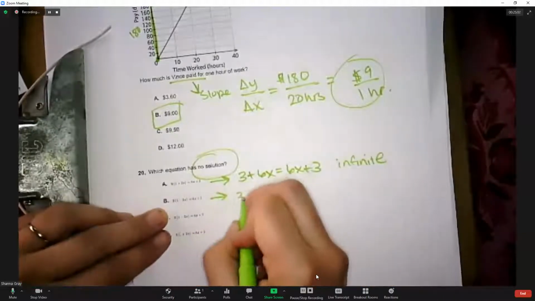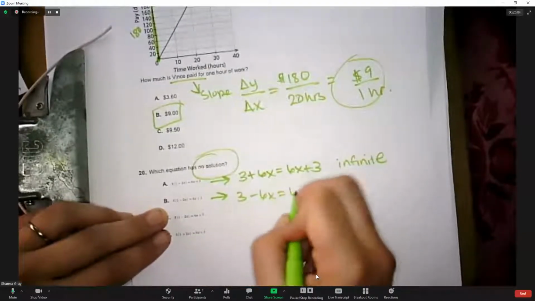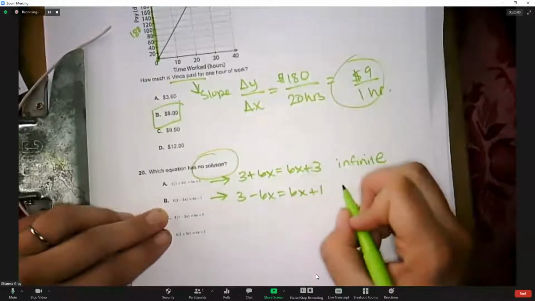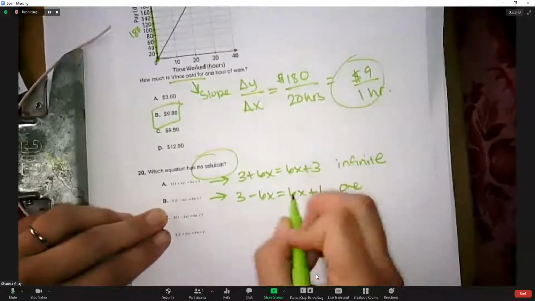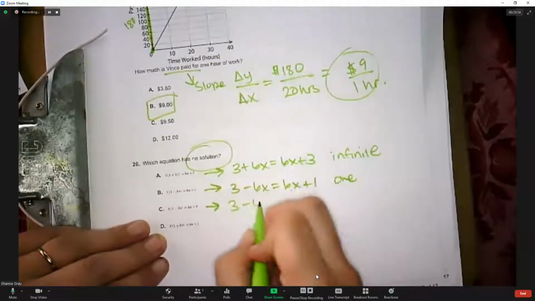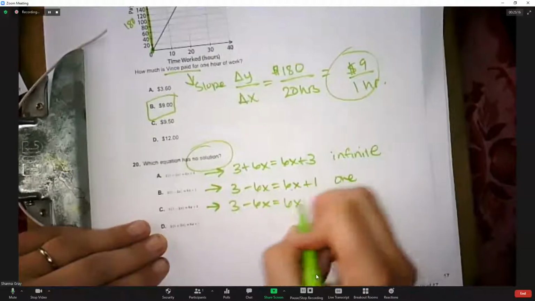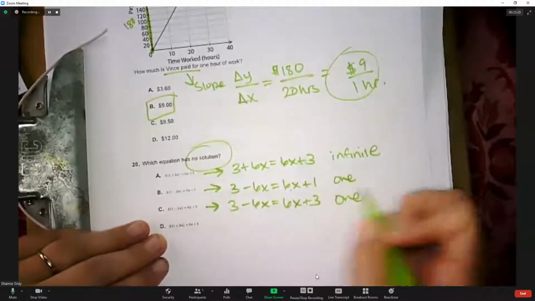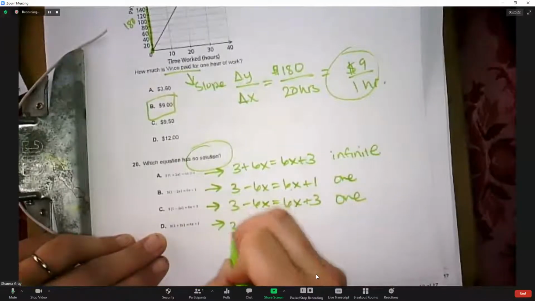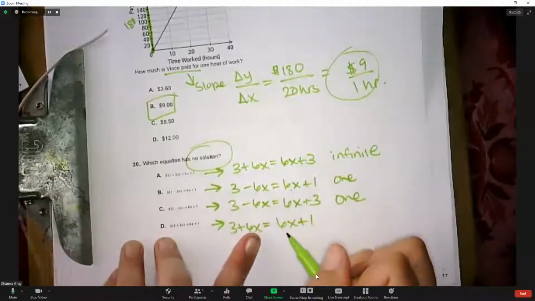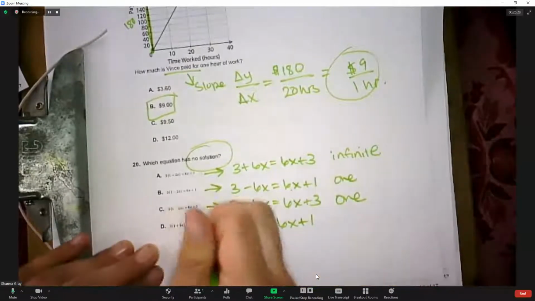This one is 3 minus 6x equals 6x plus 1. So that's a positive 6 and that's a negative. So this is going to have one solution because those are different amounts, even though they have the same number, different signs. 3 minus 6x equals 6x plus 3. So again, different amounts of x's. So it's going to have one solution. So it should be this one. 3 plus 6x equals 6x plus 1. So there it is, right? Same amount of x's, different amount of numbers.